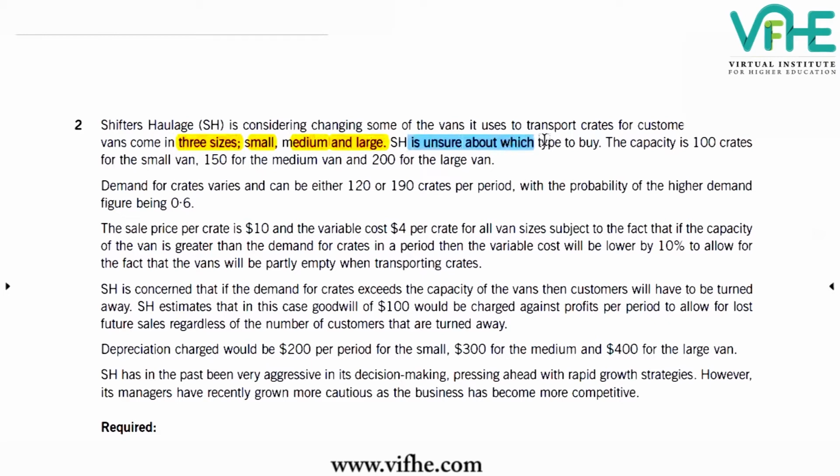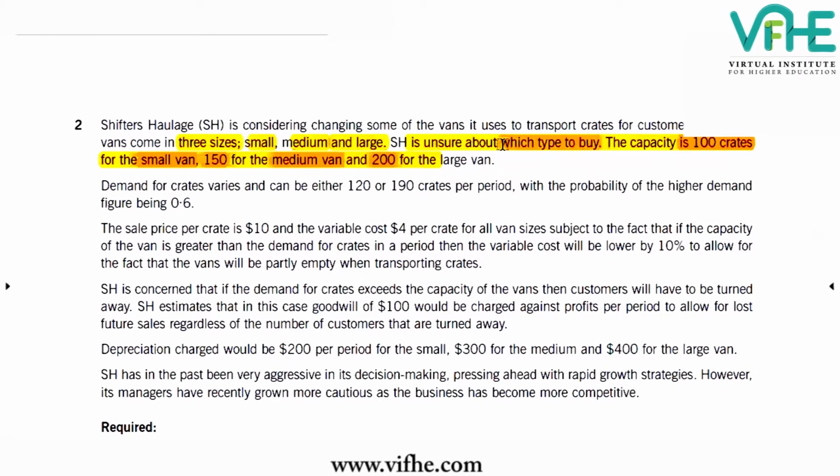SH is unsure about which type to buy. So SH is unsure about which type to buy means that Shifter Haulage is not sure about which type of van to buy. So this means that they have to take a decision about the van that they need to buy. Either they should go for small van, medium van, or large van. The capacity is 100 crates for small van, 150 crates for medium van, and 200 crates for large van. So by looking at this, it is quite clear that the three vans have different crate capacities, and this is the decision alternative. So the decision that you have to take is DA.